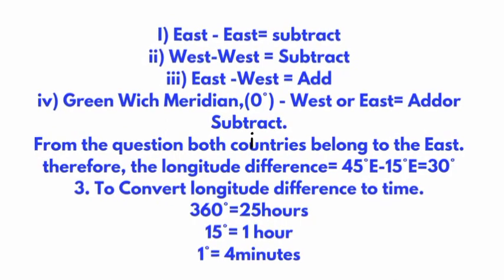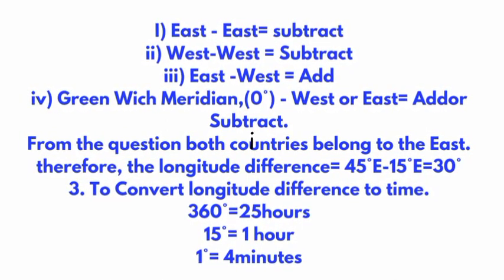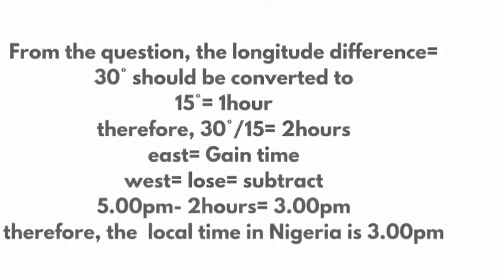Next, you look for the difference. For us to get the difference, remember, for places that are on the same side of longitude, you subtract, while for those on different sides, you add. Of course, Greenwich is always 0. Now, from the question before us, the longitude difference between 45 degrees east and 15 degrees east is 30 degrees.